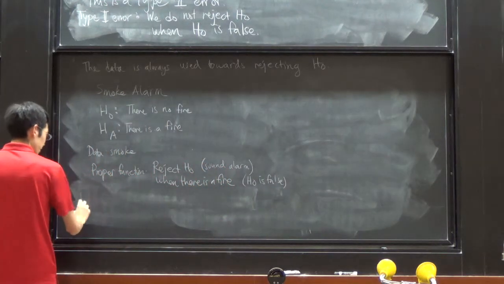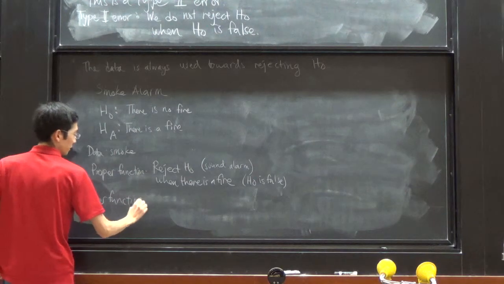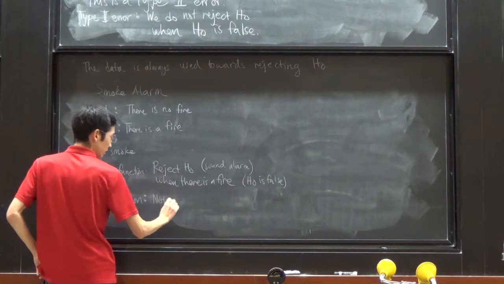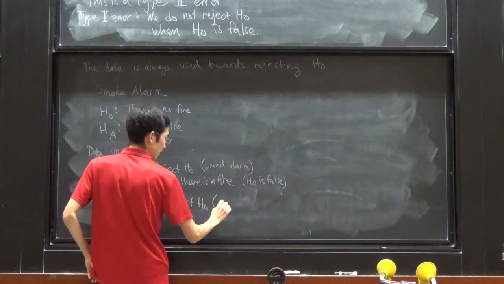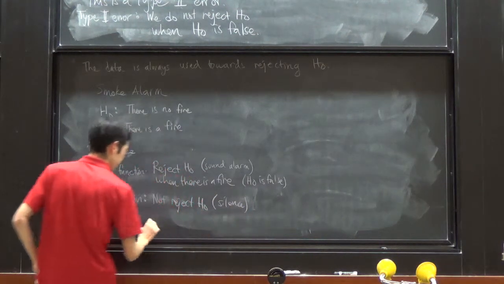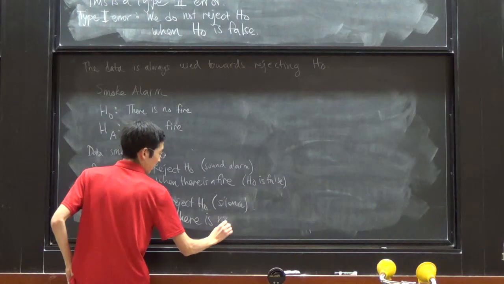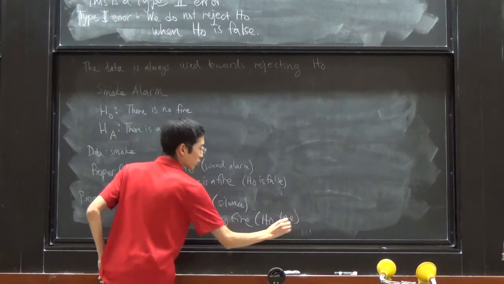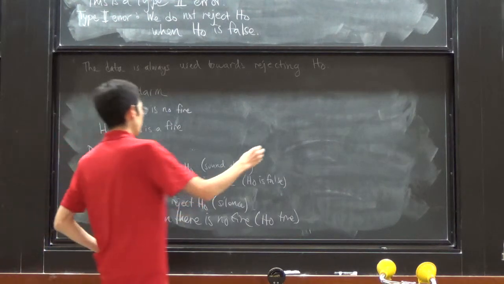And also proper function would be not rejecting the null, silence, when there is no fire. Null is true. What is a type 1 error in the context of a smoke alarm?